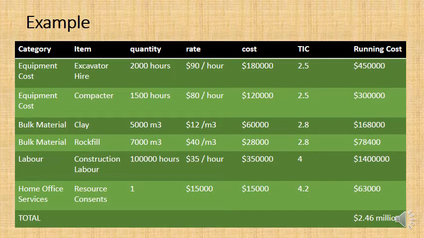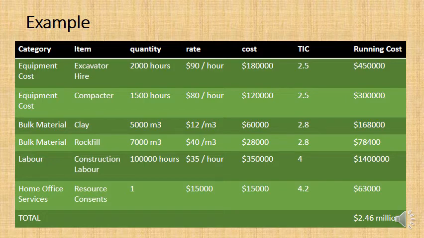Well, clay, you're going to need 5,000 cubic meters of that. Now you can buy that for $12 per cubic meter, so the cost will come to $60,000. You multiply that by the total installed cost factor of 2.8, and then we can see that the running costs are the total installed cost multiplied by the cost for each item.